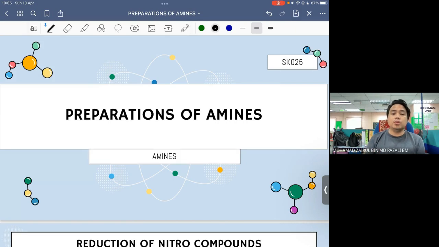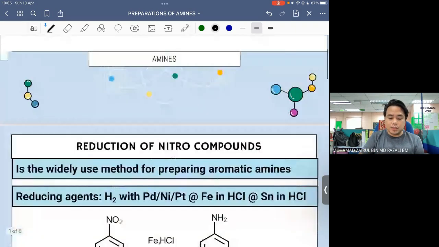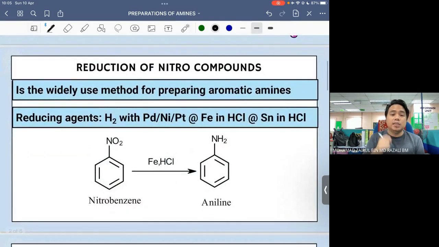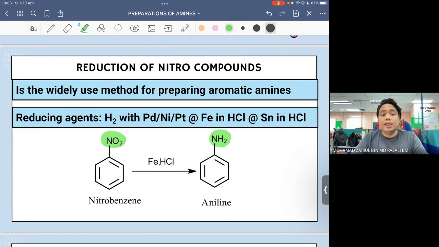Okay, so we're going to start with the reduction of the nitro compound. This method or this reaction is the method that is widely used in order to prepare aromatic amine from nitrobenzene. So maknanya kalau kita ada benzene, dia undergo nitration, dia akan produce nitrobenzene. So nitrobenzene ini we can further reduce to produce aniline. So bermaksud awak just convert NO2 itu kepada NH2.